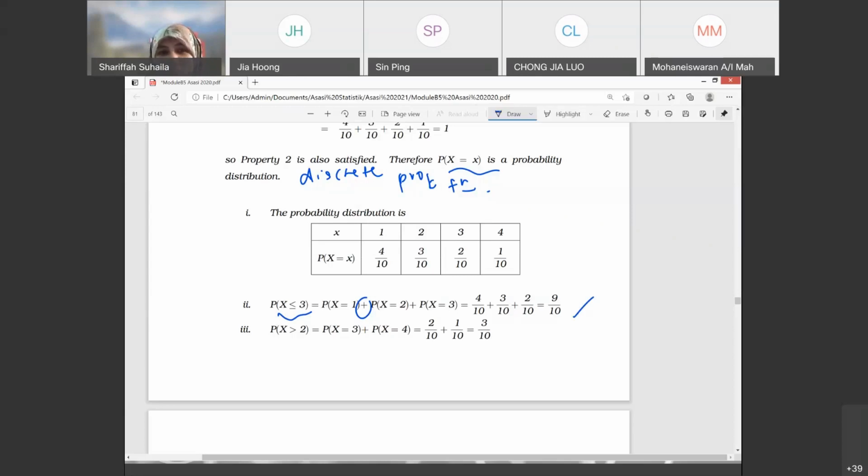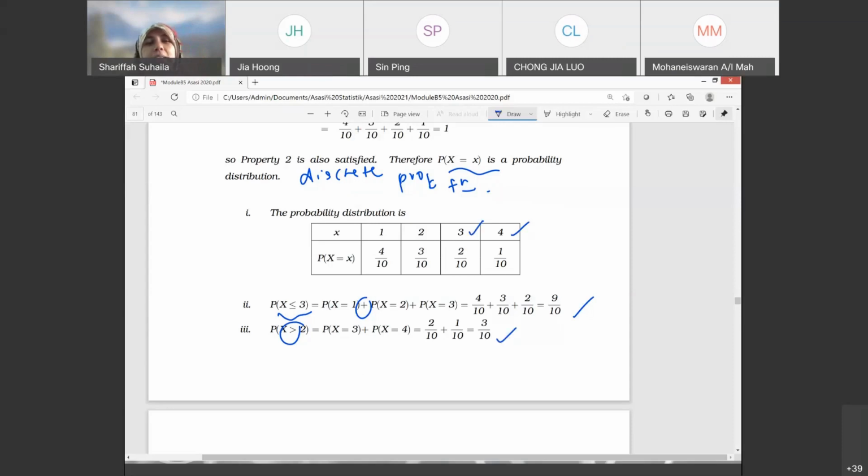Okay. So the next one, you want to find probability x greater than 2. Okay, x greater than 2 means it does not include 2. So it should be either 3 or 4. So probability x equals 3 plus probability x equals 4. So 2 plus 1, you have 3 over 10.